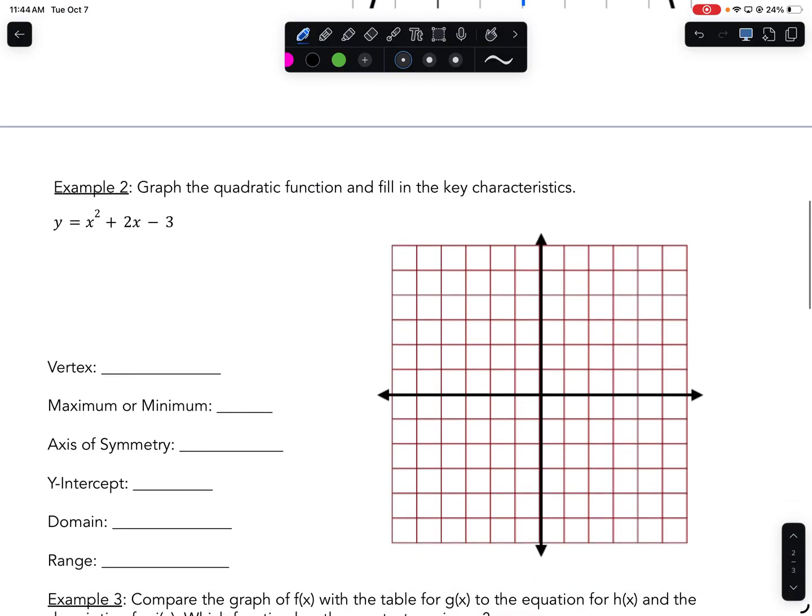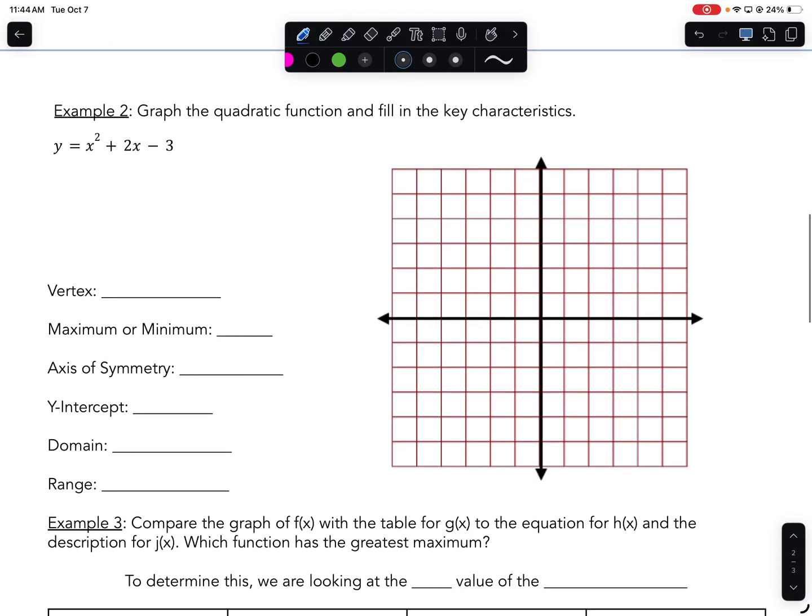Okay, so we're going to do this next one. We have to come up with a graph. Right away, what's the y-intercept? 0, negative 3. So I'm going to make that dot on my graph, 0, negative 3. I've already got one of the points I need. You only need 3 points to be able to graph a parabola. One of those 3 points, however, has to be the vertex, because it's not always a vertex. Will this graph have a maximum or minimum?